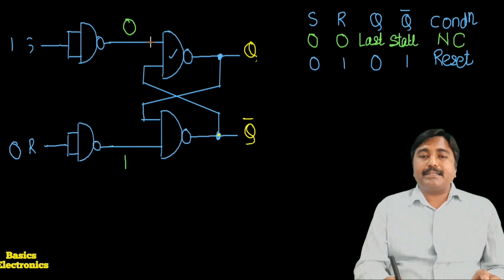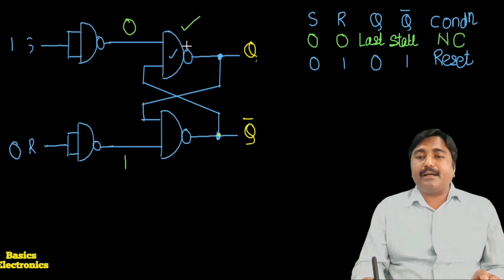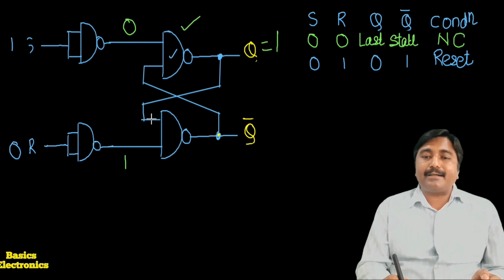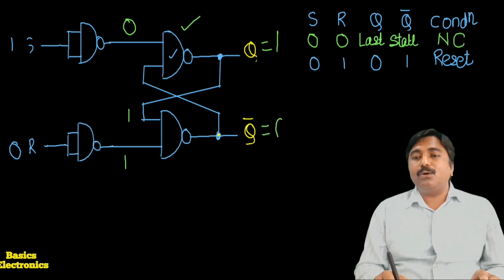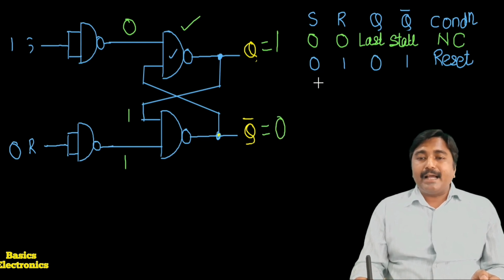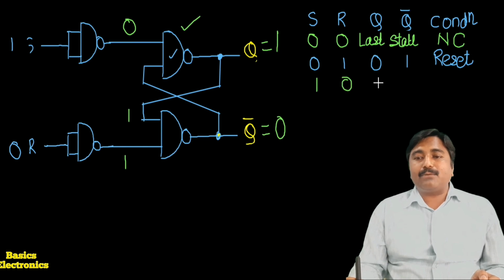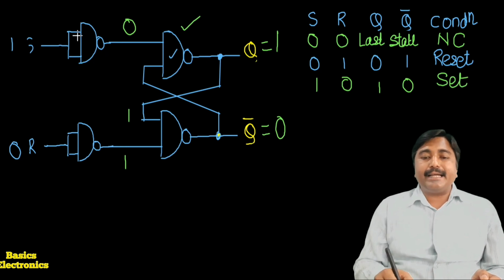The upper inverter's low output is applied to the upper NAND gate, so the upper NAND gate produces a high output, and this high output is fed back to the lower gate. Therefore both the inputs of the lower gate are 1, 1, so we get Q bar equals 0. It means when S equals 1 and R equals 0, we get Q equals 1 and Q bar equals 0. This condition we call a set condition.